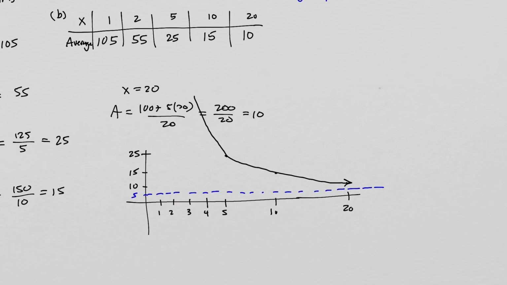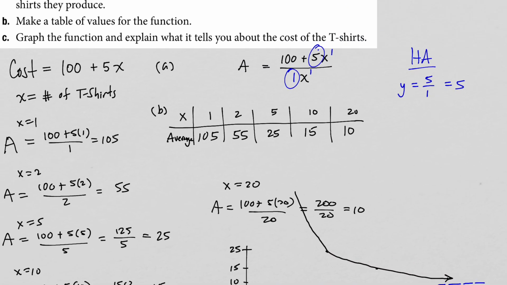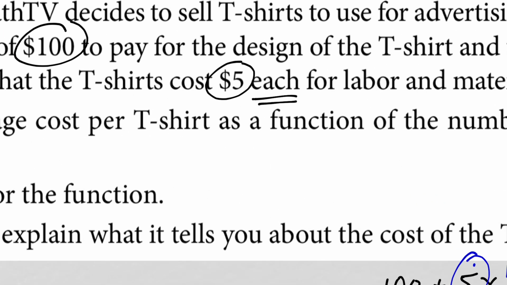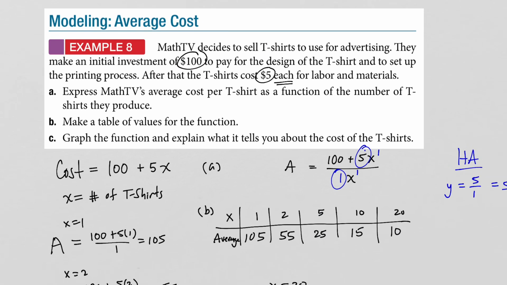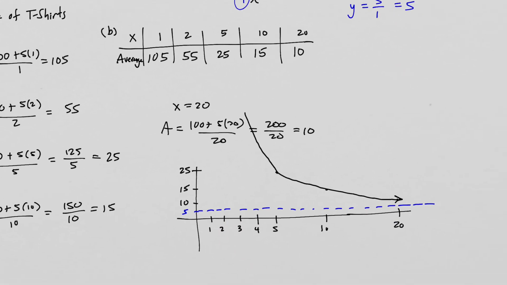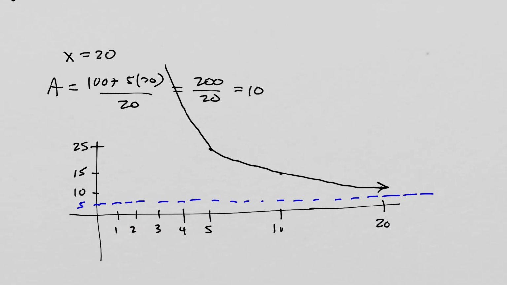Well, remember, that was the cost per t-shirt after you got it all set up. So when you make a lot of t-shirts, the average cost of that t-shirt is going to approach the price per t-shirt that you saw up here, the $5 each, right? Because the initial $100 that you paid to get everything set up, that starts to diminish as you make more and more t-shirts. So this is an important concept to understand.